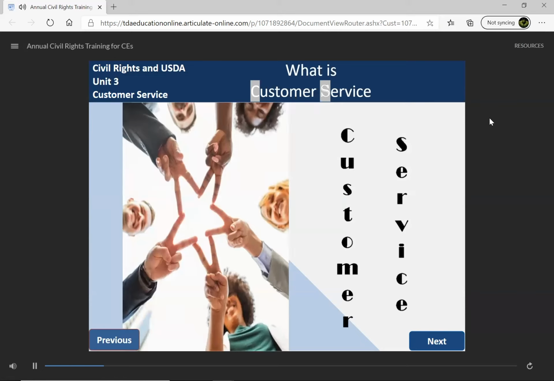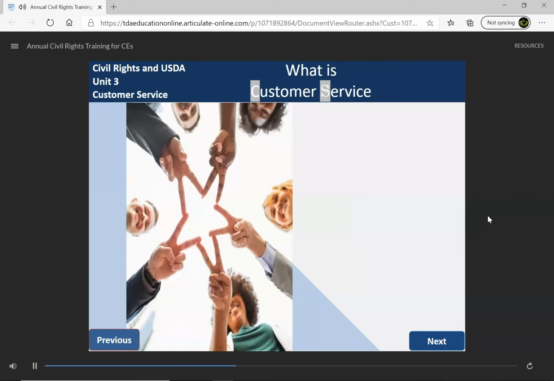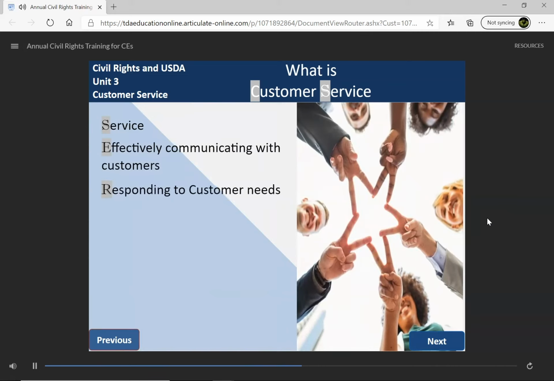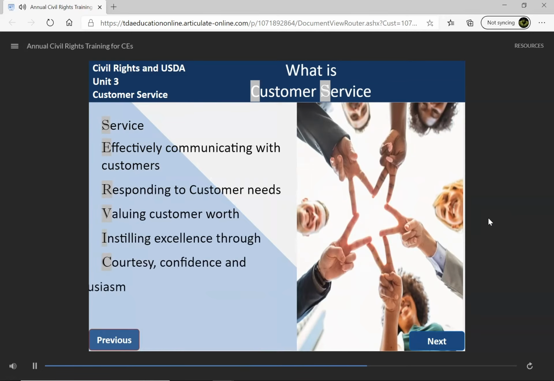However, many complaints may be prevented or mitigated with good customer service. To ensure customer service delivery is the best possible, understanding best practices regarding customer service and ensuring they are applied consistently and equitably is essential. Customer service is effectively communicating with customers, responding to their needs, valuing their worth, and instilling excellence through courtesy, confidence and enthusiasm. Applicants, participants and the public are customers.